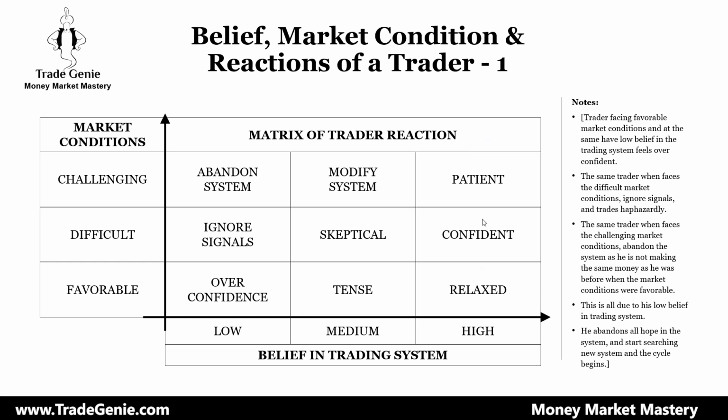this is the matrix we need to be in. If we are not, it is very hard to succeed. And then the medium size is when we have a medium belief in the system, and even when the market condition is favorable, we are tense for no reason. So we are tense, and then it becomes difficult, we become skeptical, asking am I using the proper system? You're better than the low, but you're still skeptical. And then when the market conditions become challenging, you go and start tweaking the system.